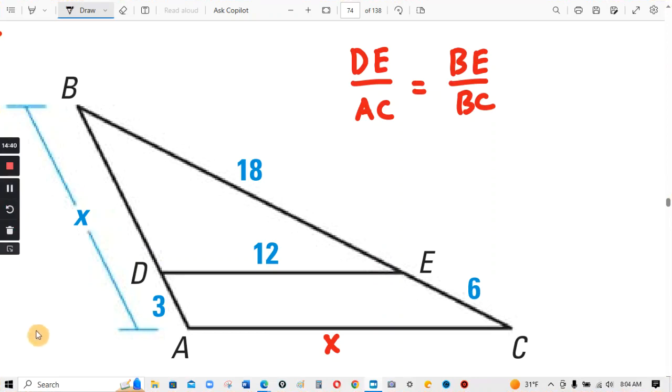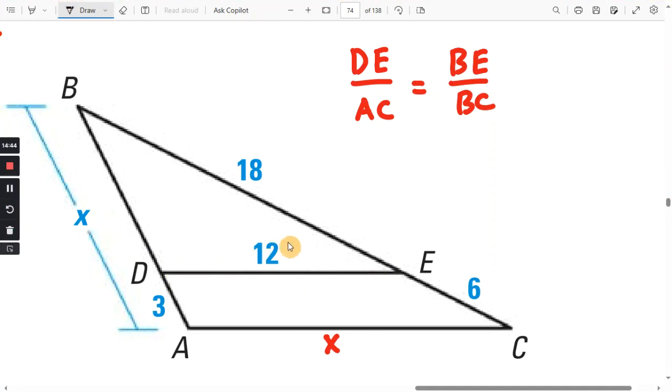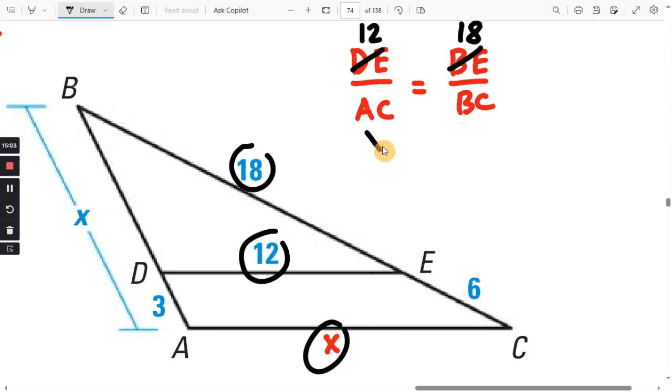All right, if I were to fill in the values, DE is right here. That's a 12. So I'll just put a 12 right there. BE is right here. That's 18. So I'll just put in an 18 right there. AC, we don't know. So I'll just call that X. And BC is the whole thing. So that's going to be 18 plus 6.